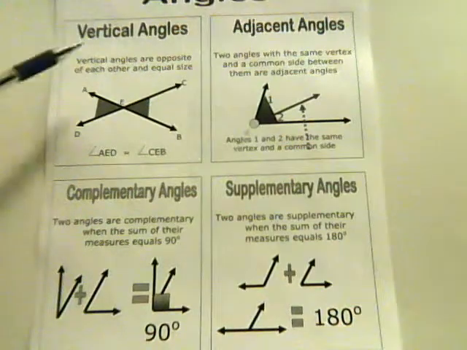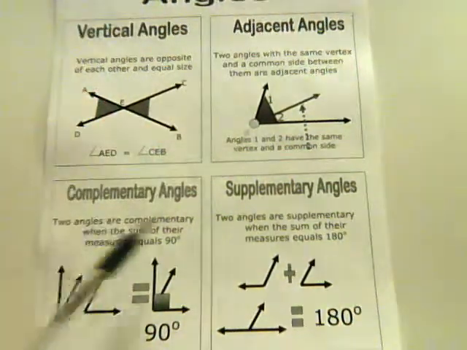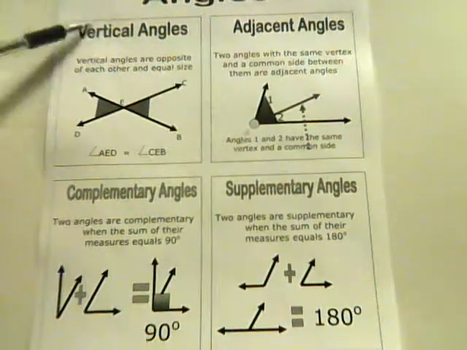The first is called vertical angles. Then we have adjacent, complementary, and supplementary. These are all very simple. Usually if the student hears this once or twice, they can usually get it. So here we go. Vertical angles.